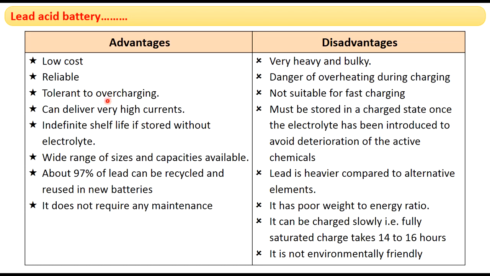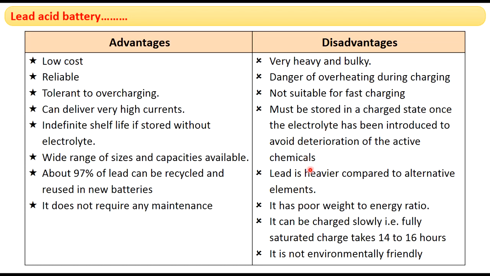These are the advantages of lead acid battery, and the disadvantages are: it is heavy. Lead acid battery is heavy and also bulky, and overheating during discharge may lead to explosion. Another disadvantage is it is not suitable for fast charging, and it must be stored in charged state when the electrolyte is introduced to avoid the deterioration of the active chemicals which are present in the lead acid battery.